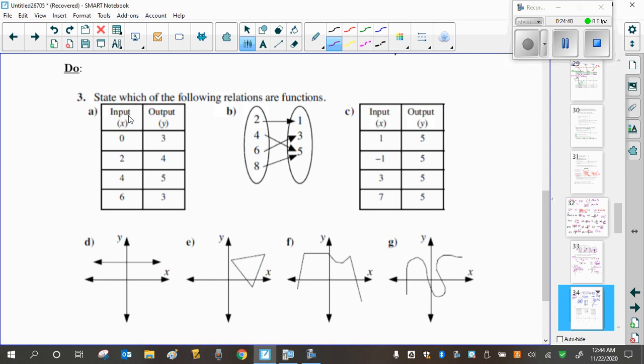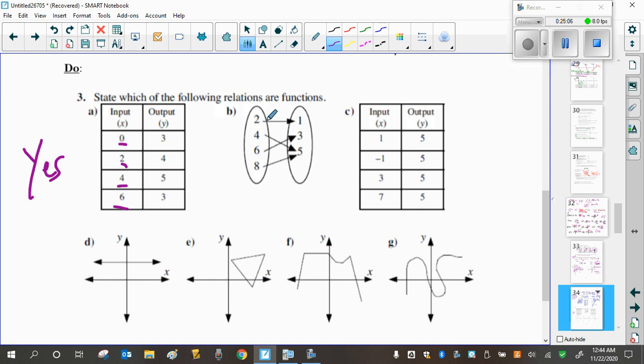Okay, for 3a, is it a function? You just look at the x's. If they're all different, yes, it's a function. You don't care about the y's. It just says every x has one y. They can have the same y. I know, it's hard to deal with. Get over it. As long as all the x's are different, it's a function.